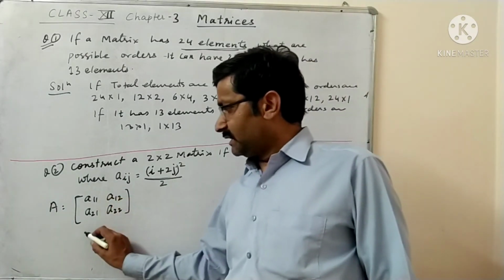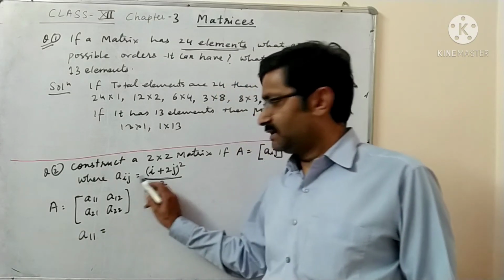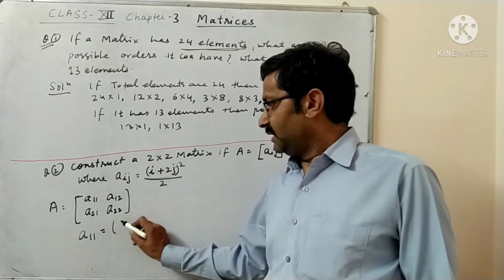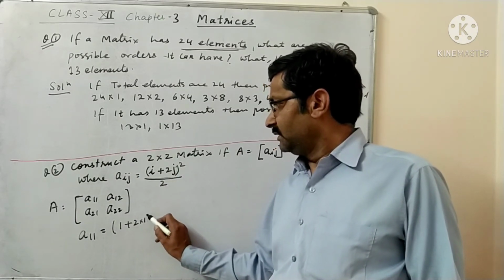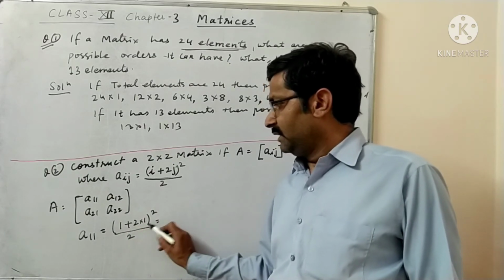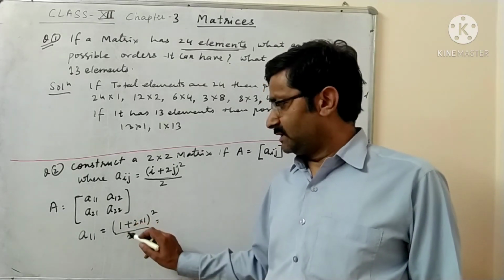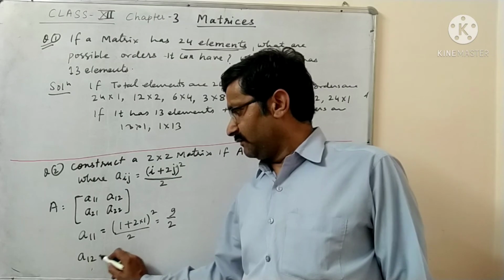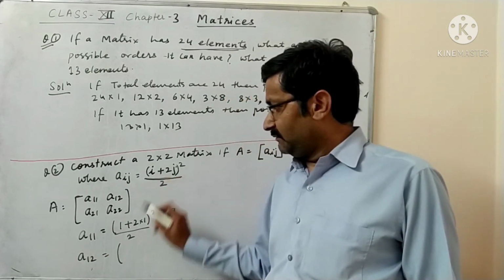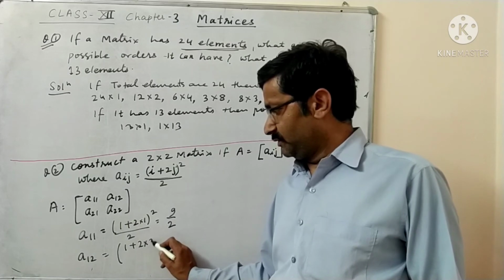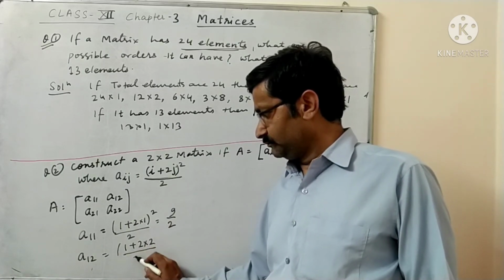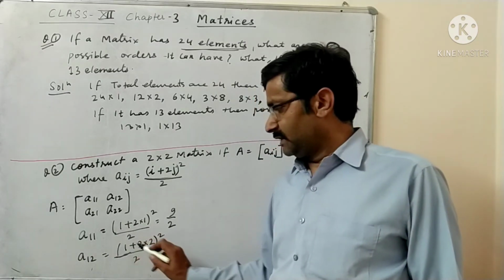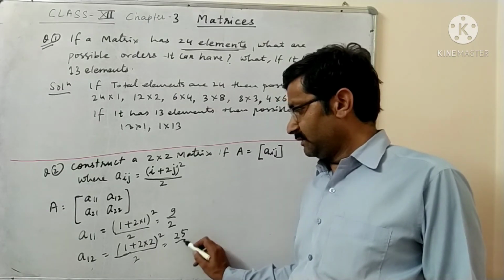Now we have to find out this A11. How can we find A11? Look, this is the formula. In place of i and j we have to put 1 and 1. So we get 1 plus 2 into 1 whole square upon 2. 2 into 1 is 2, 2 plus 1 is 3, 3 square is 9, 9 upon 2 we get. Now similarly A12 we have to find, means in place of i we put 1 and in place of j we put 2. 2 into 2 is 4, 4 plus 1 is 5, 5 square is 25, 25 by 2.